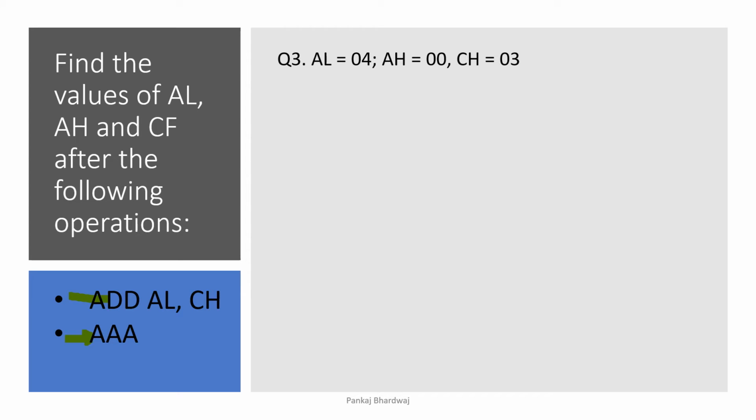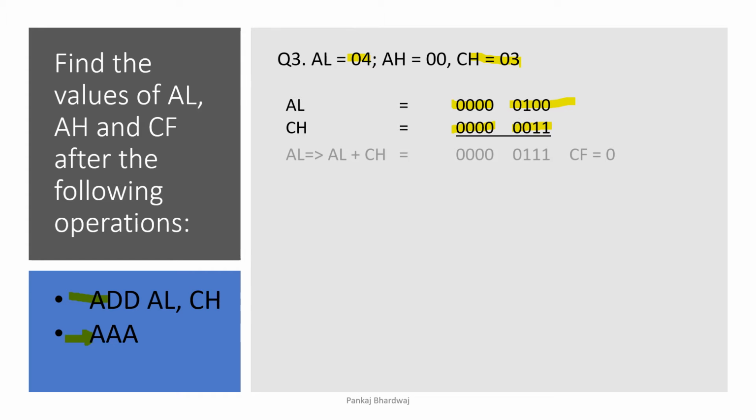AAA is what? ASCII adjust after addition. So when it is ASCII adjust after addition, we need to check whether the contents of the registers are lesser or greater than something. So this AL is basically 04, so it's 00000100, and CH, that is 3, so this is 00000011. When we add these two values, we get 00000111, and with no carry.